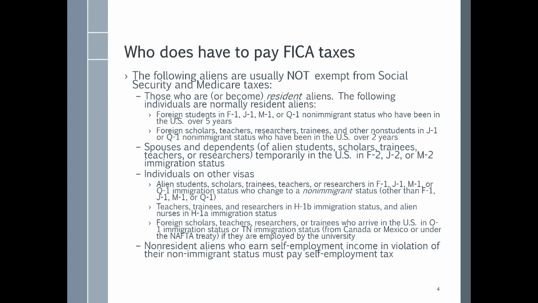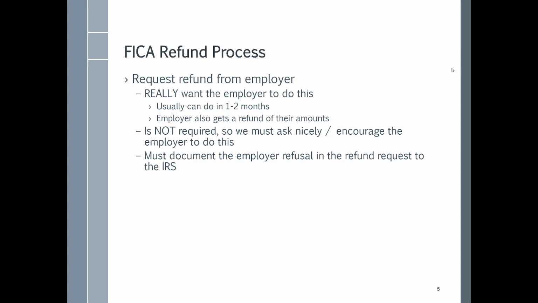And then individuals on other types of visa like H1B or H1A, they all do also have to pay FICA taxes. And if you earn income in violation of your immigration status, then you do have to pay Social Security and Medicare taxes as well.